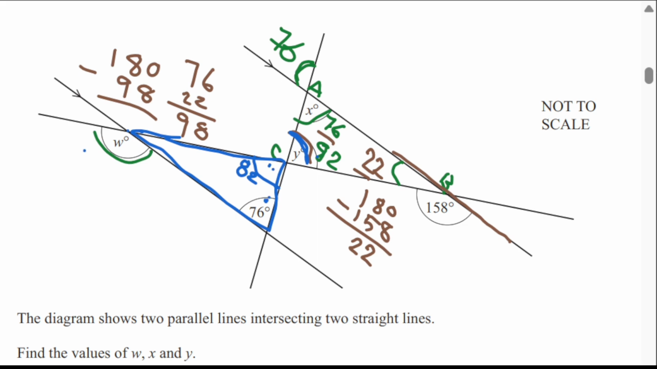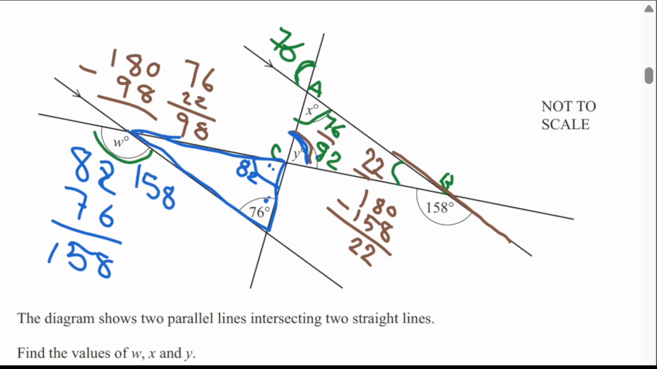So W is equal to 82 plus 76. And that gives you 158. So we got the three angles. X is 76, Y is 82, and W is 158. Now let's look at the next question.